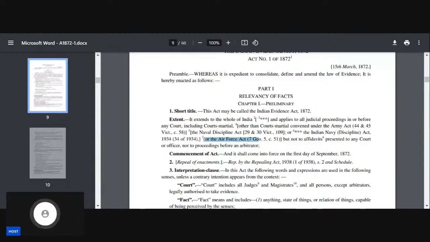But according to the Indian Evidence Act, it will not apply to the court martials which are under the Army, Naval Discipline, and Indian Navy Discipline Act. That's it. What is a court martial? First, you will tell me. What is a court martial, student? Anyone knows what is court martial? What is court martial?